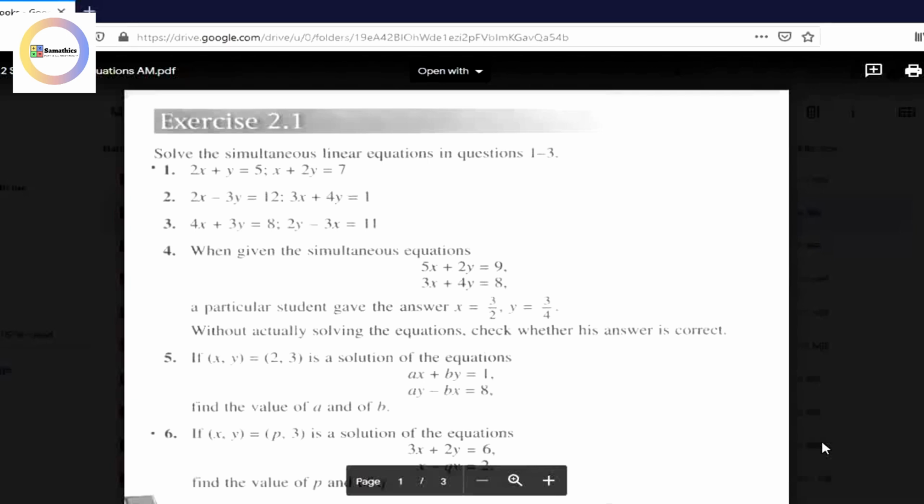This is exercise 2.1, right? We have the first question: solve the simultaneous linear equations in questions 1 till 3. We are doing exercise 2.1, and we are discussing question number 2 right now.